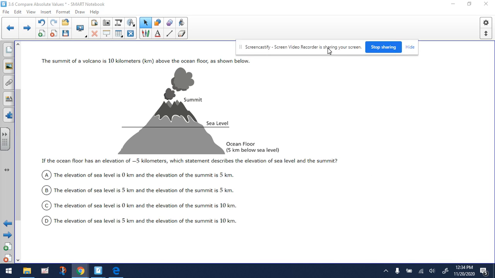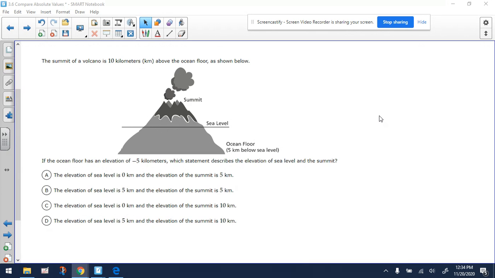We're taking a look at a question that I've seen a number of different variations of, these volcano questions, and it's really a question of reading things super carefully. So this one says, the summit of a volcano is 10 kilometers above the ocean floor. Because what if it just said 10 kilometers above sea level? That would be different, right?